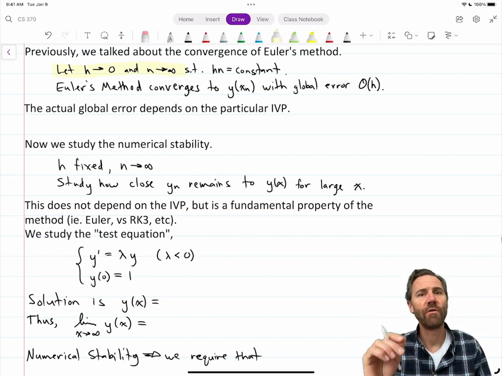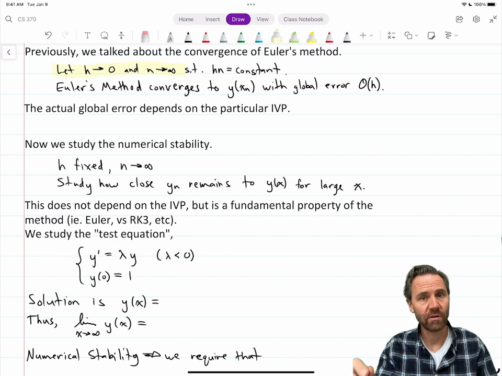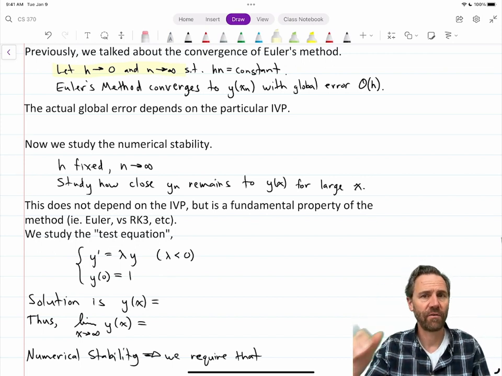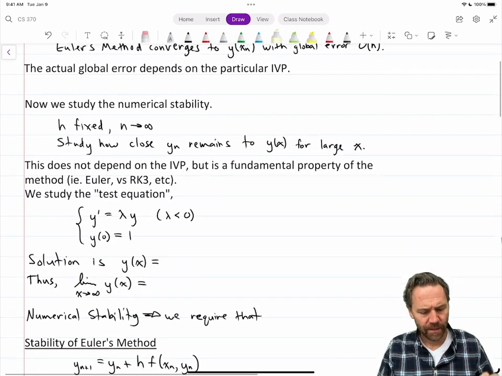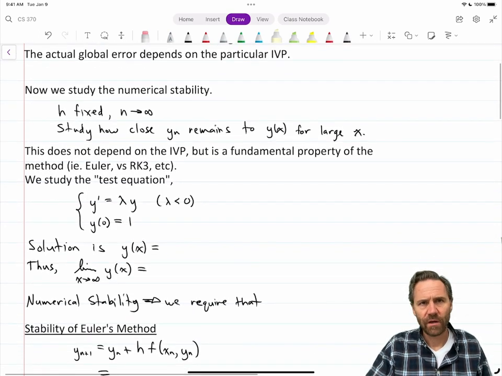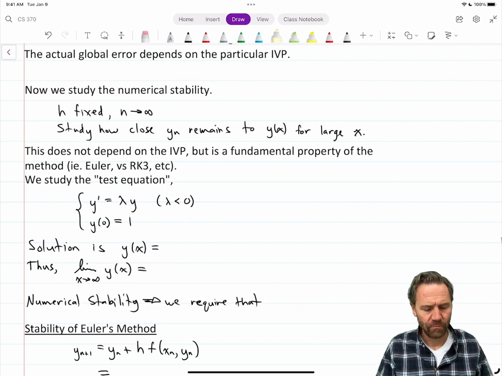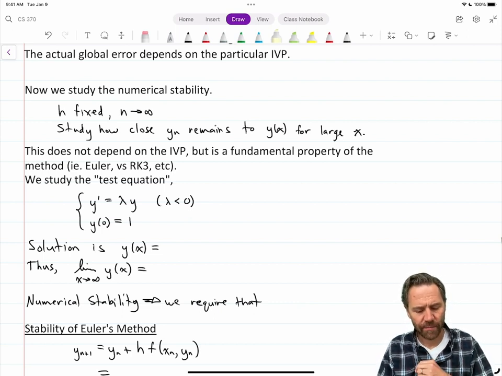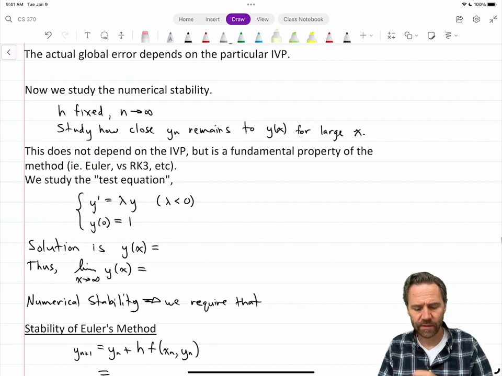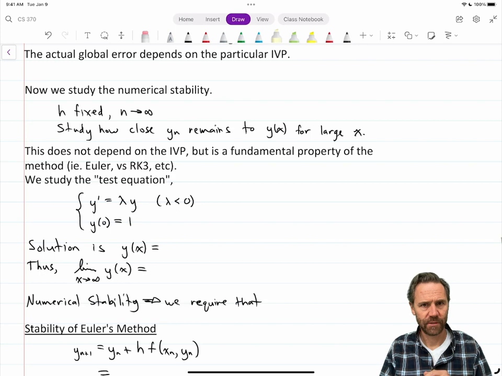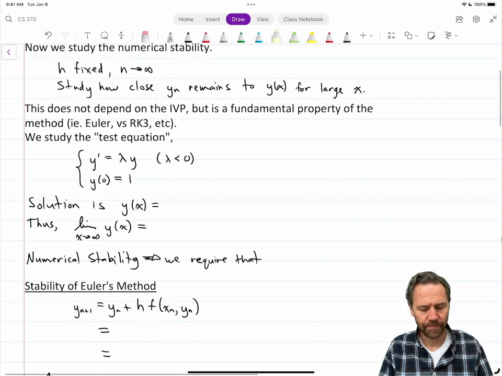And we want to make sure that our numerical algorithms, our numerical solvers, duplicate that convergence process. So we want to study how close y sub n, our estimated solutions, remains to y of x for large x. As x gets big, we want our solution to be close to the true solution.